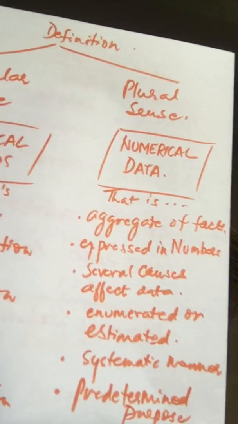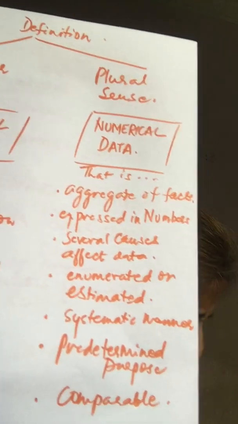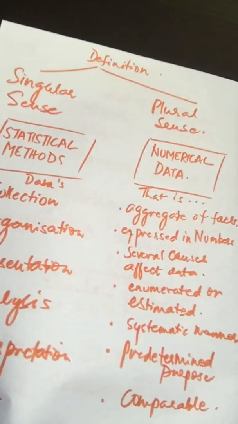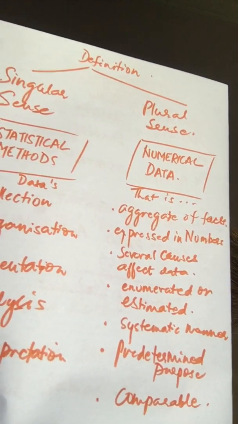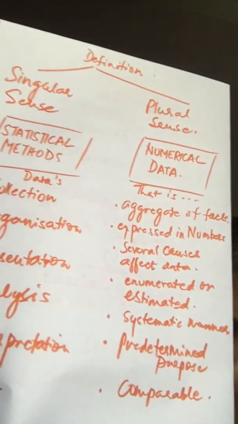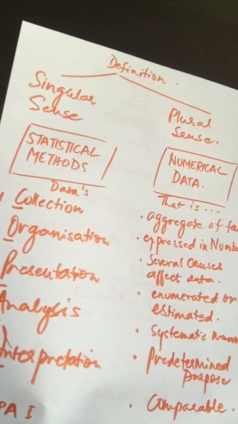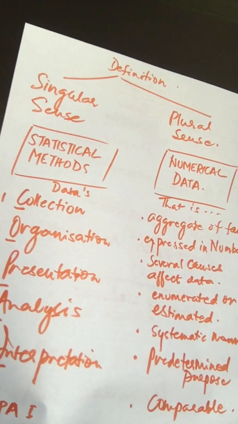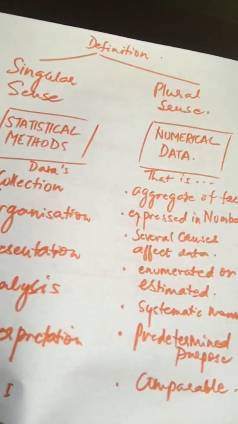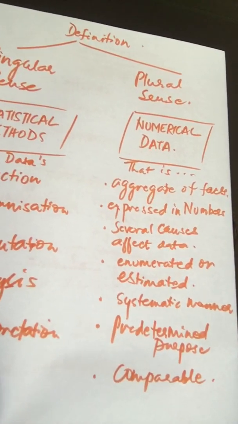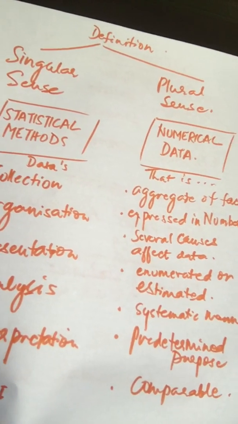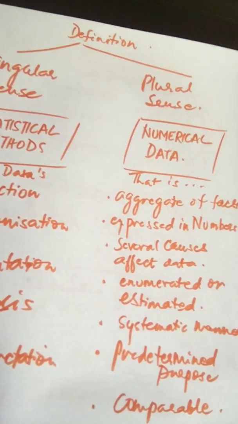What is in the singular sense? You already know it is statistical methods. Let's take Croxton and Cowden, who say, let's define it in their words, that statistics may be defined as the collection, presentation, analysis, and interpretation of numerical data. So it's not a watertight division. It's just a segregation for us to understand statistics better.